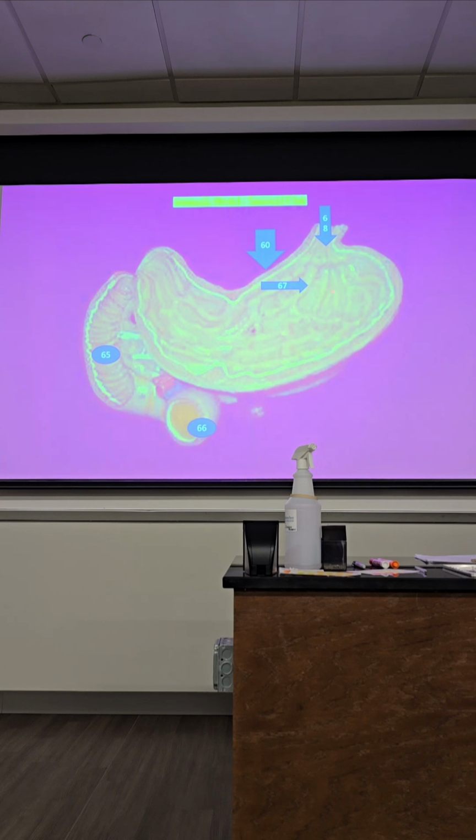The top portion, if I draw a line here, everything in this region is the fundus. Right about here, if I draw a circle, that's the body. If I draw a circle here, that is the pylorus.